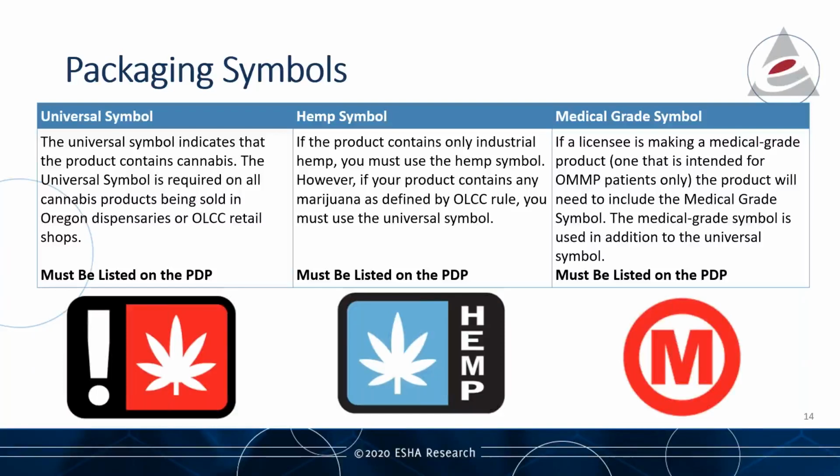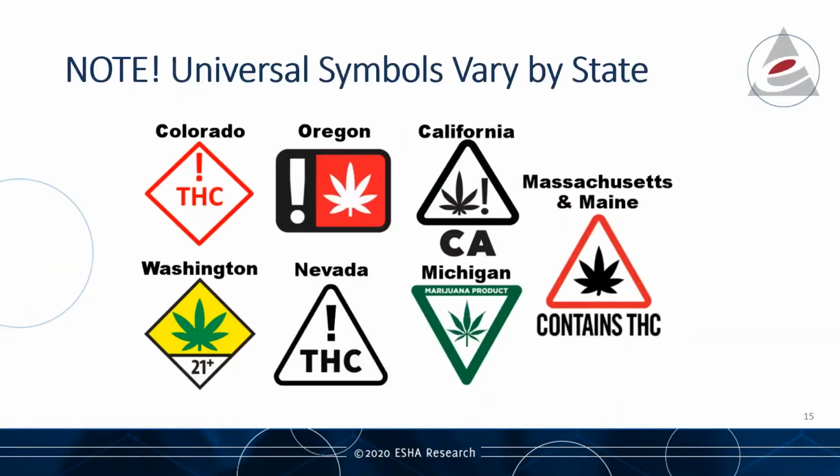And again, I mentioned that Oregon uses the universal symbol on edibles packaging. You can see this with the red background, the first symbol on the slide. That symbol is required on all marijuana products sold in dispensaries or OLCC retail shops. You can also see here the hemp symbol used for the industrial hemp derived products, as well as the medical grade symbol. And there's a bit more description about each. You can clearly see here that universal is not so universal once you leave the state. So different states have their own universal symbols to indicate cannabis content.